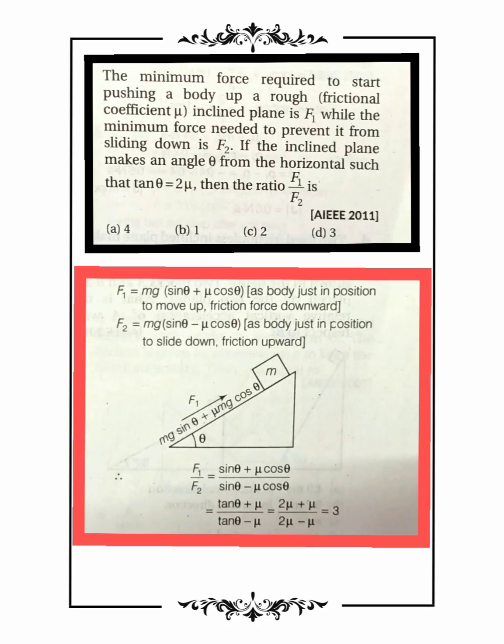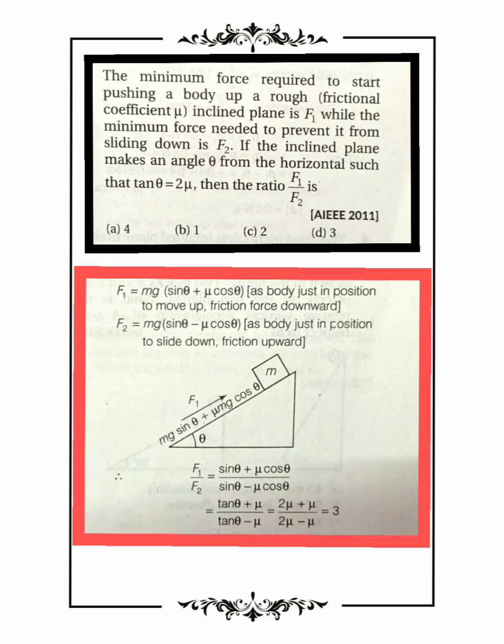Here the frictional force can be resolved into two cases. F1 is the force when the body is about to move up, that means frictional force is in the downward direction. F1 is equal to mg into (sin theta plus mu cos theta). When the body is about to slide down, frictional force is in the upward direction. F2 is equal to mg into (sin theta minus mu cos theta).